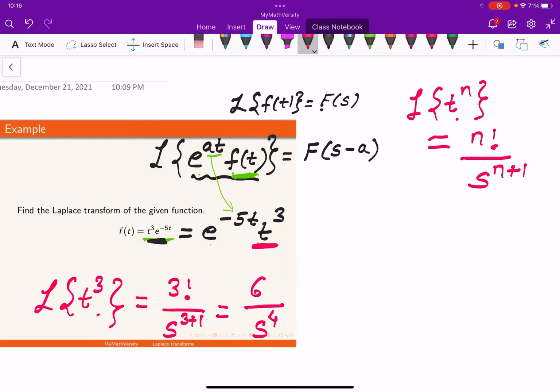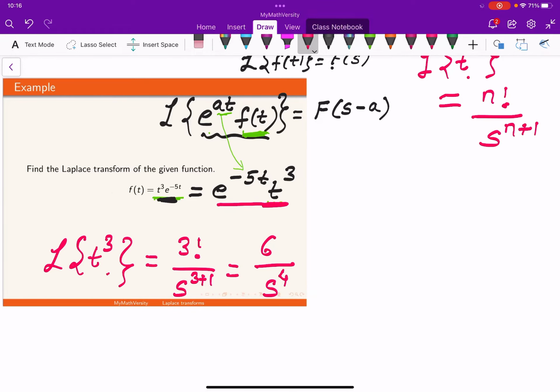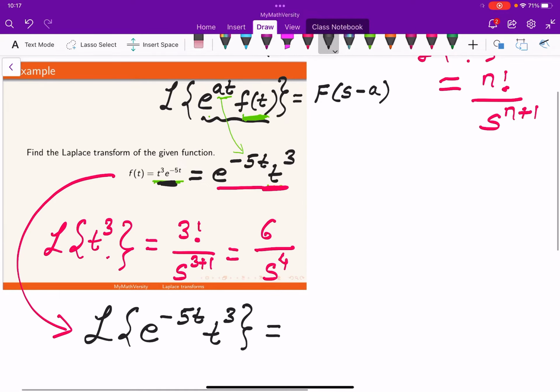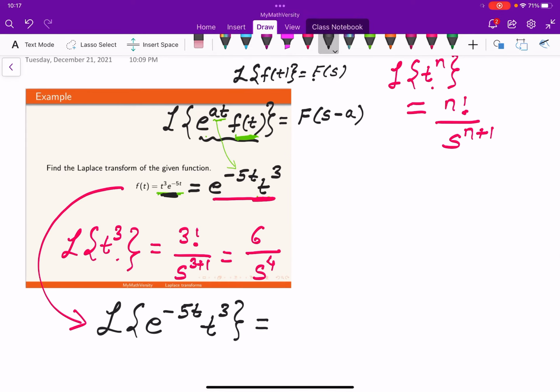But now to figure out the Laplace transform of this, which should be our goal here, right? So let's try to do that. So the Laplace transform of the given function here, which is e to the power minus 5t times t cube, has to be whatever is the Laplace transform of t cube, evaluated at s minus a, right?